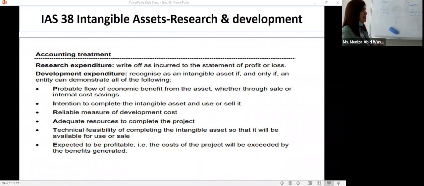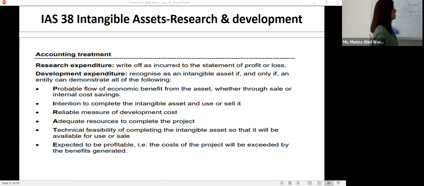I stands for intention to complete the intangible asset and use or sell it. At the time of incurring the development expenditure, the organization must have a will, wish and intention to complete the intangible asset and then use it or sell it. By selling an intangible asset, also, the organization can intend to generate the economic benefits.